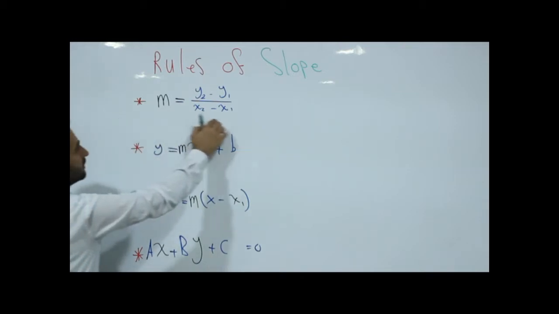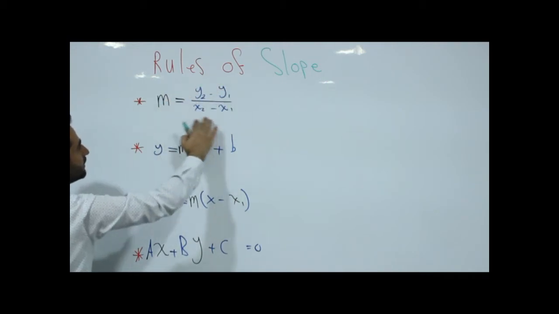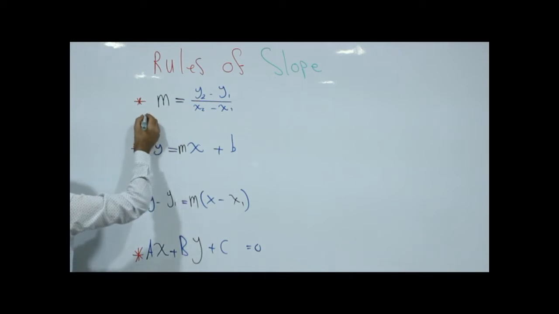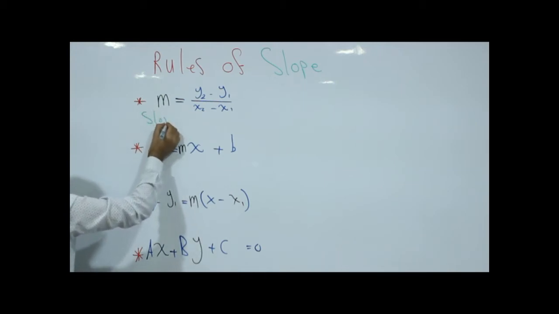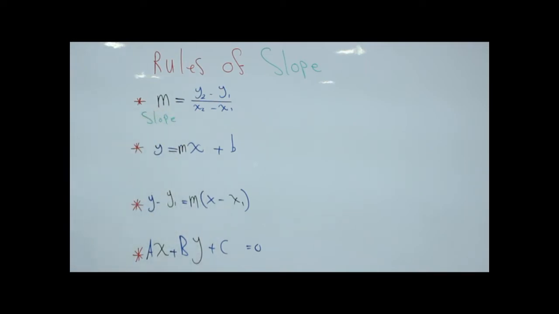First one, in here we are going to find what? We are going to find slope. So this name is slope equation, okay? So this is the rule for finding slope.